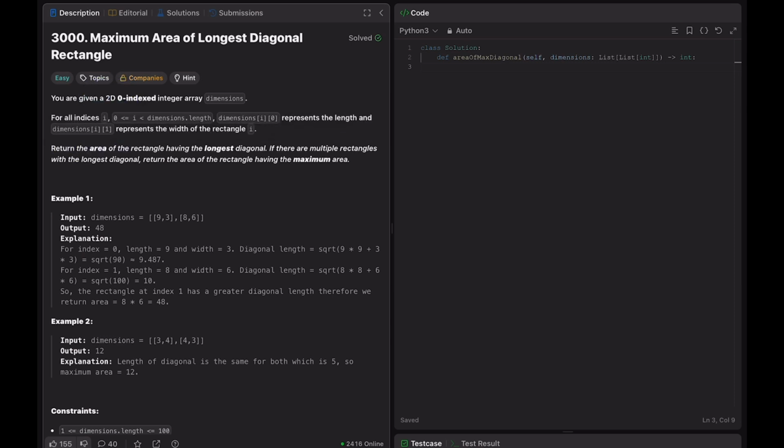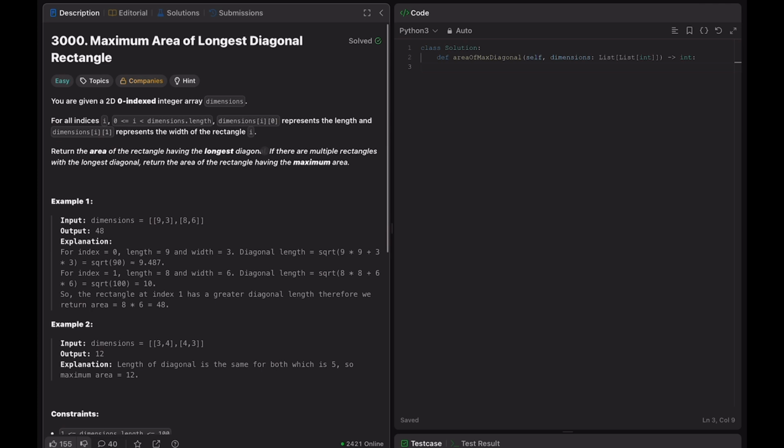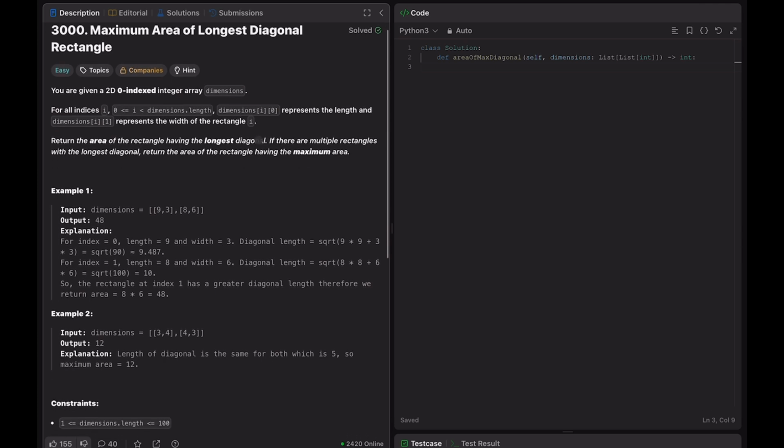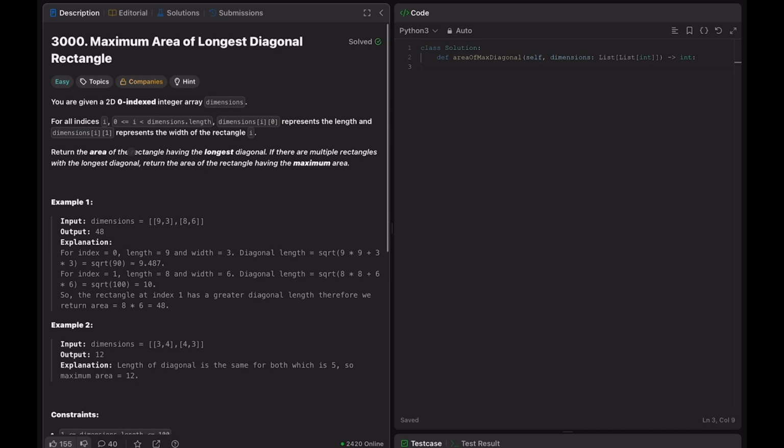So we have to return the area of the rectangle having the longest diagonal. If there are multiple rectangles with the longest diagonal, we have to return the area of the rectangle having the maximum area. So that's what the question states.